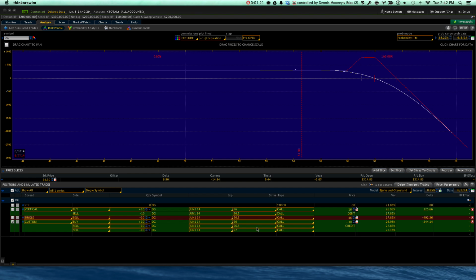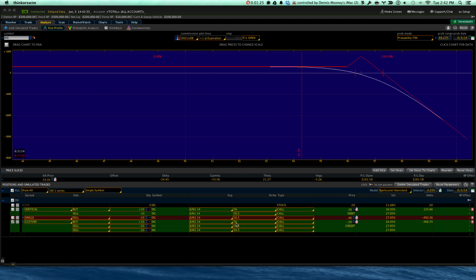If we had taken a standard back ratio, it would have been the 56 and 2 of the 56.5. So buying, in this example, 10 of the 56 and selling 20 of the 56.5, and now you'll have what looks like a back ratio sharp, where your maximum return at expiration is going to be a single value.